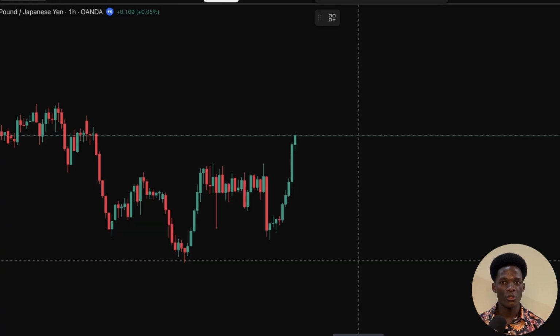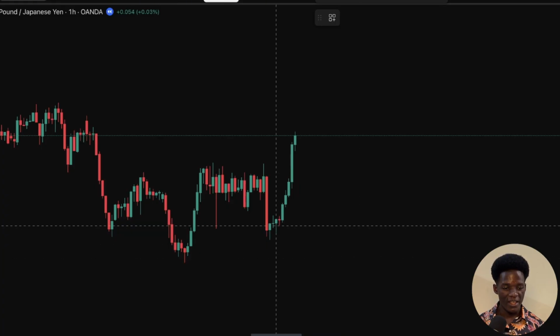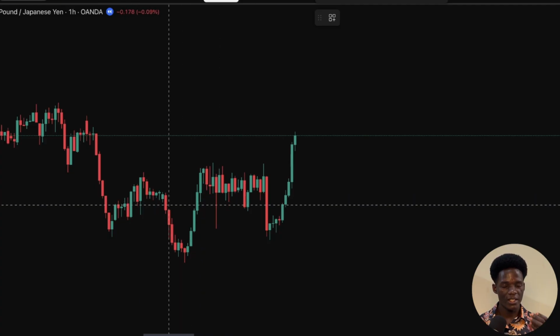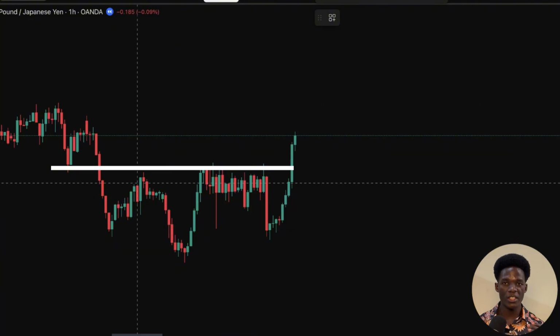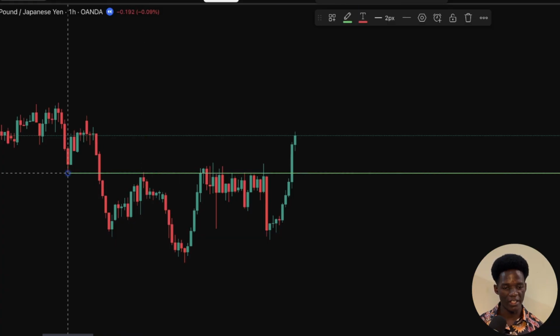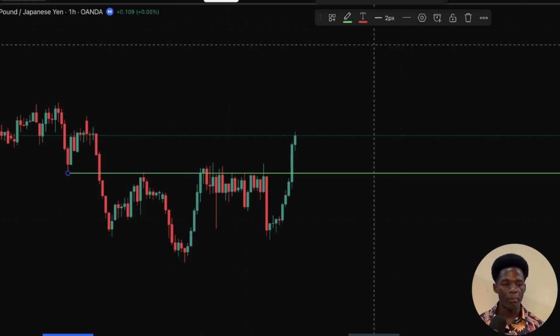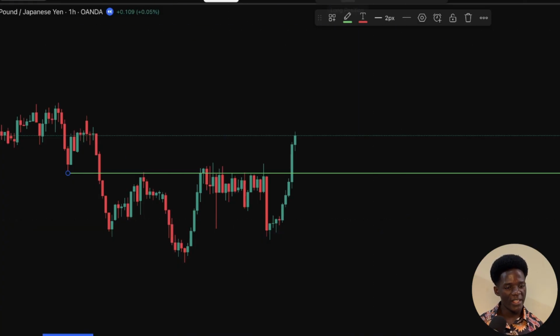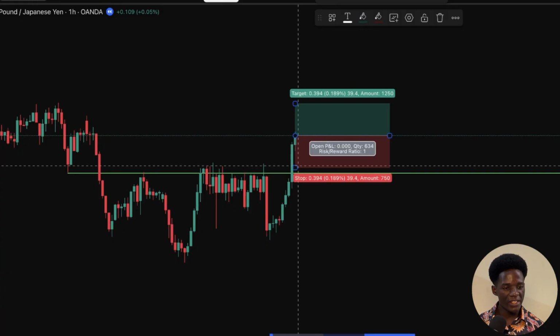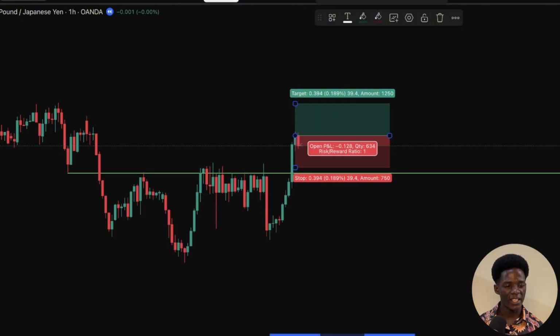Now, let me show you here. The price is in uptrend already because it has broken out this key support level. It was a resistance level, but since the price has already broken through it, it becomes a key support level. So the problem most beginners do, they enter too early, immediately when they see a breakout. They enter, they place their stop loss below, and later they lose the trade.